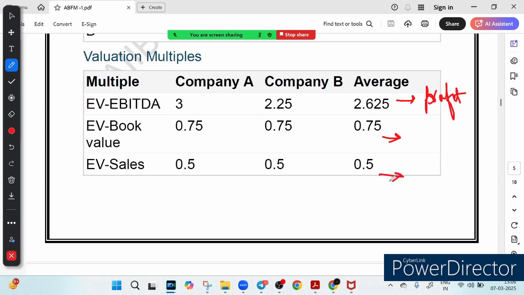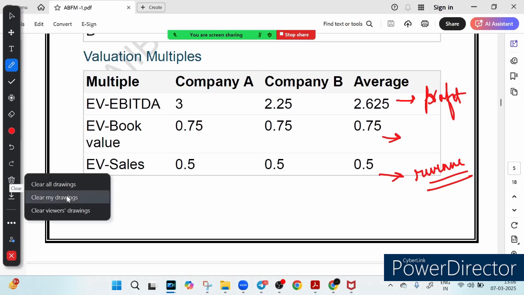EV upon sales checks how much the company is valued compared to its revenue. Sales generally means revenue. How is the valuation of the company compared to its revenue? That is EV upon sales. So by comparing multiples, analysts can judge if the company is overpriced, underpriced, or fairly valued. This simple technique is a game changer in financial analysis.